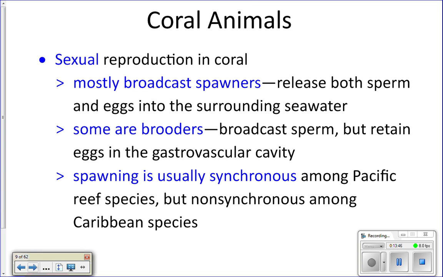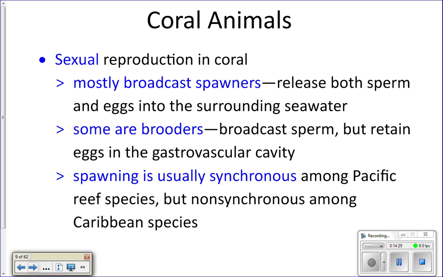Corals do sexual reproduction. Most of them do spawning, where they release their eggs and sperm into the water column. So they'll be broadcast spawners. Some of them will be brooders. They will release sperm into the water, but they will keep the egg in the gastrovascular cavity, and they'll filter water through that cavity to bring sperm in to fertilize the egg. Then they allow the egg to develop a little bit and then release it. So they'll do broadcast spawning or they'll be brooders.